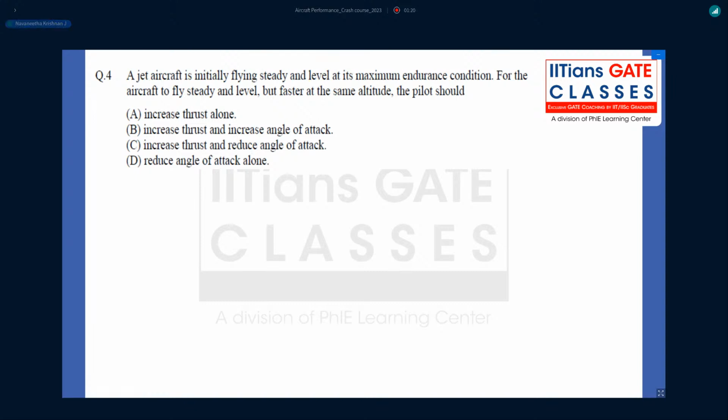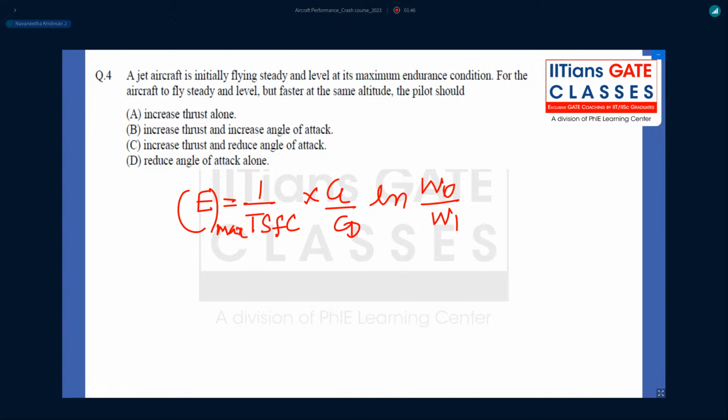What is the endurance condition for a jet engine aircraft according to the Breguet range endurance equation? The endurance of a jet engine aircraft is given as E equals 1 by thrust specific fuel consumption into CL by CD into ln of W0 by W1. They told maximum endurance condition, that means E max. E max corresponds to CL by CD max, which is the drag minimum condition, which is nothing but CD0 equal to CDi. This is what the maximum endurance condition is.